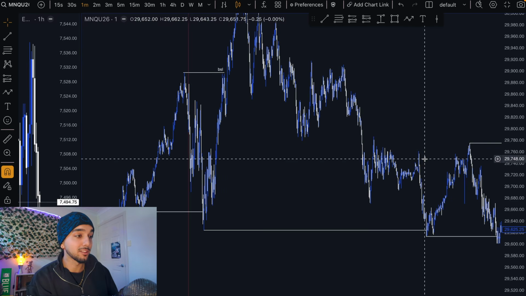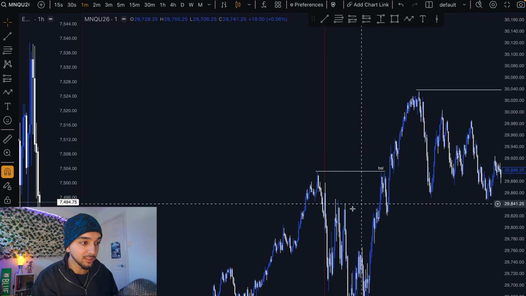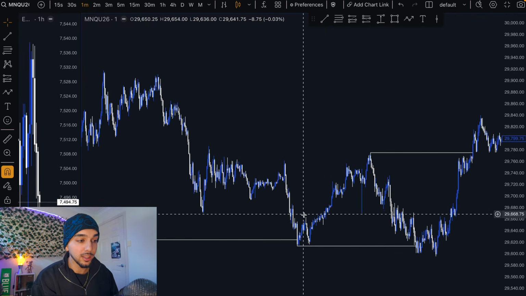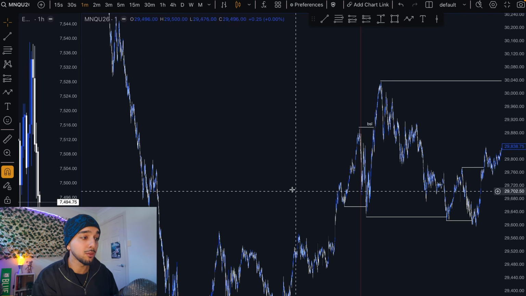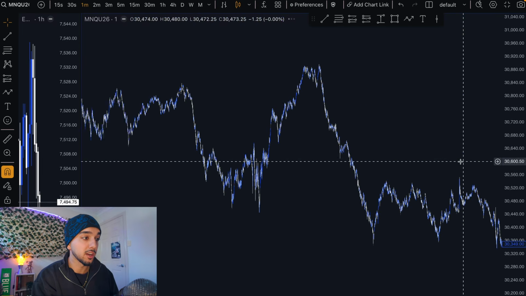Even if you catch any of these models, you could have caught this liquidity sweep to that high, or you could have caught this liquidity sweep to this low all the way here, or then you could have caught this liquidity sweep again back to this high. You only need one of these a day, and that is exactly why I only trade one trade a day.